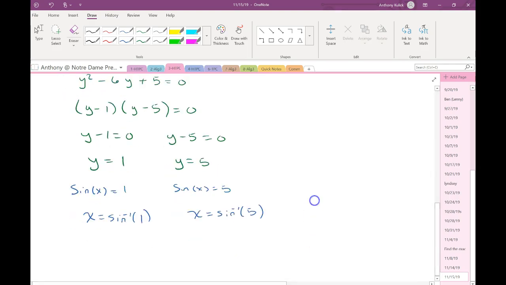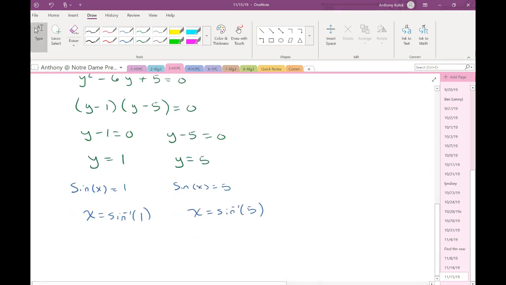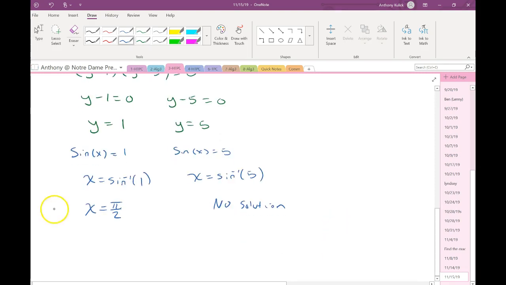To find the solution for when sine x is equal to 1, I'm going to find the places where the y-coordinate is 1 on the unit circle. That happens exactly one place. It's at pi over 2. Then for the other one, I'm going to look for the places where the y-coordinate is 5 on the unit circle. There's none of those. So this part has no solution, and I don't care about it anymore. It's done. So here's my answer for it. Just pi over 2.